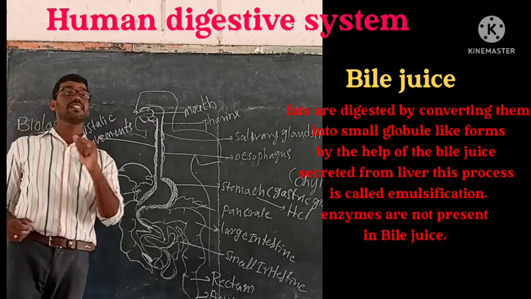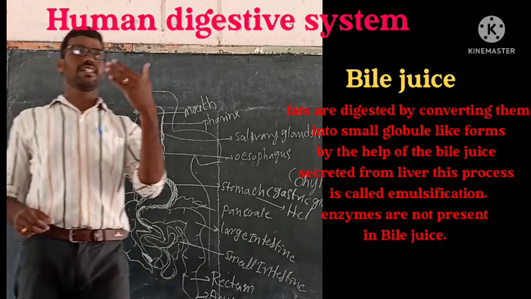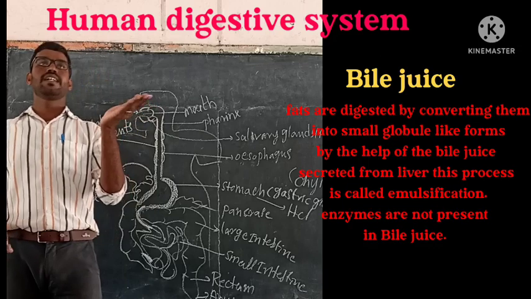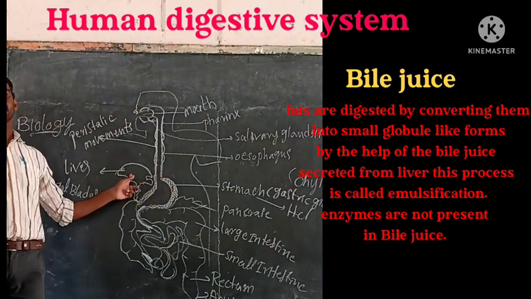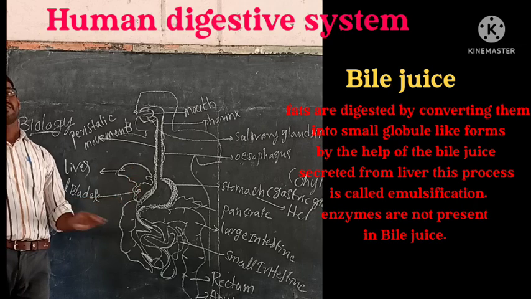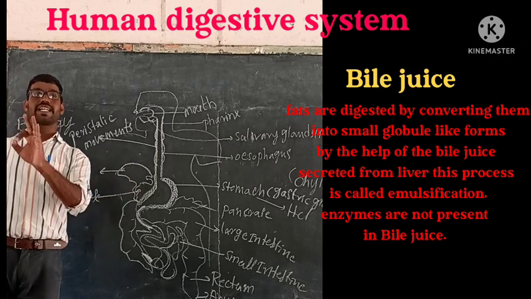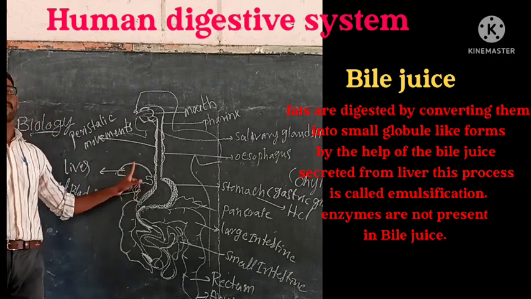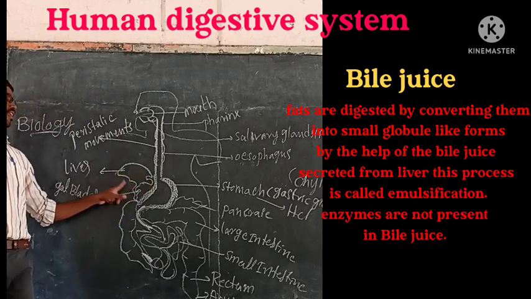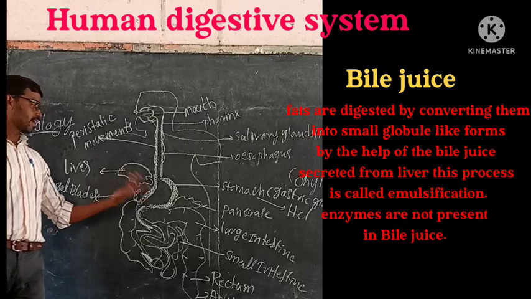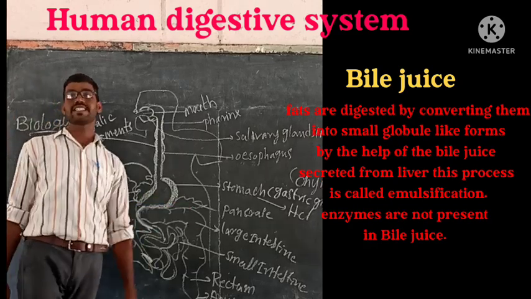Which secretion or which liquid does not contain enzymes, you can write about bile juice. Which juice does not contain any enzymes, you can write about bile juice. Bile juice is released by the liver. Okay. Next, pancreas. Pancreas is a mixed gland.